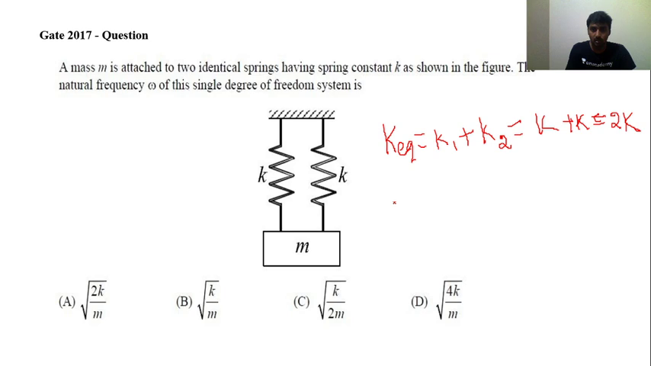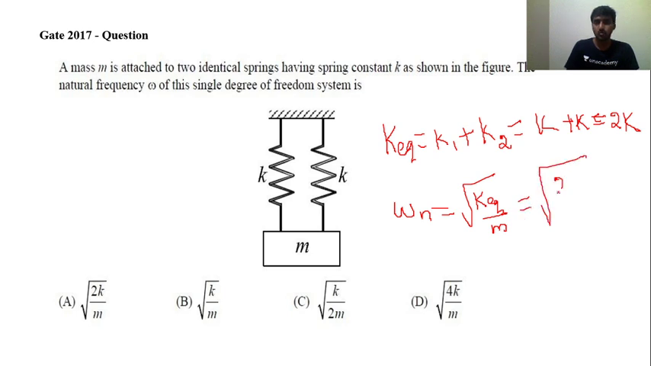Now substitute the value. We know that omega n is equal to root of K equivalent divided by M. Now K equivalent is equal to 2K. So root of 2K divided by M is the answer for the given question. So option A is the answer for the given question.